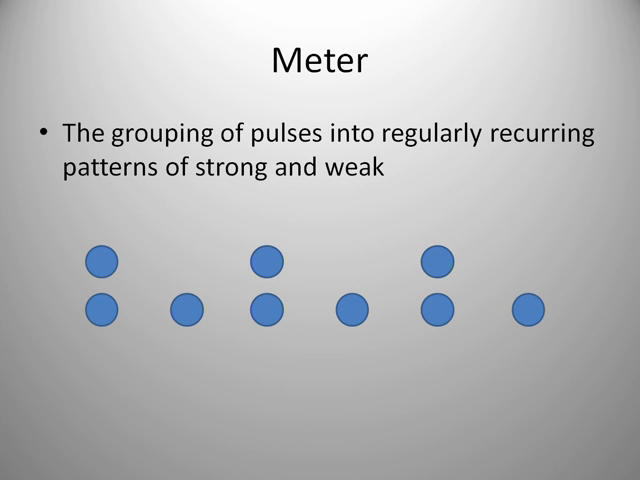Meter is the grouping of pulses into regularly recurring patterns of strong and weak. I've added a second row of dots to the pulse diagram. Think of these hierarchically. The top line of dots works almost like an accent. 2 dots indicates strong, and 1 dot indicates weak. This pattern then could be understood as strong, weak, strong, weak, strong, weak. We call this duple meter because of the strong-weak pair.